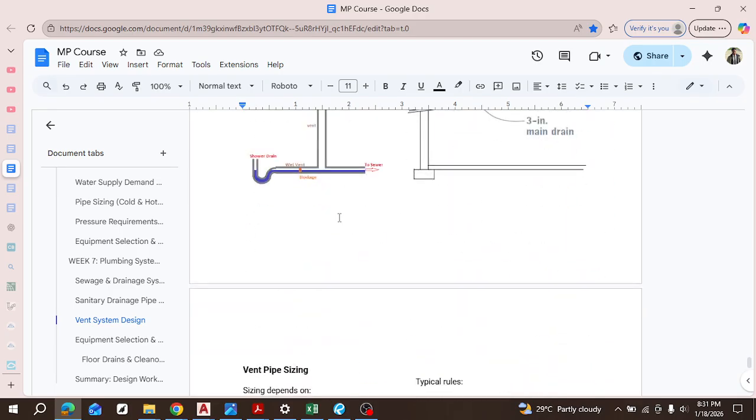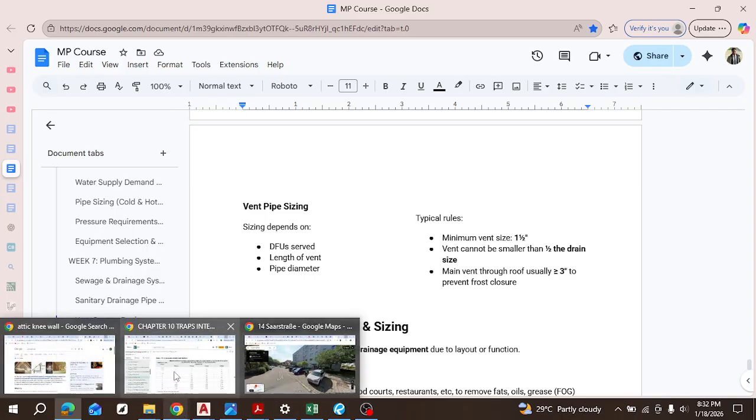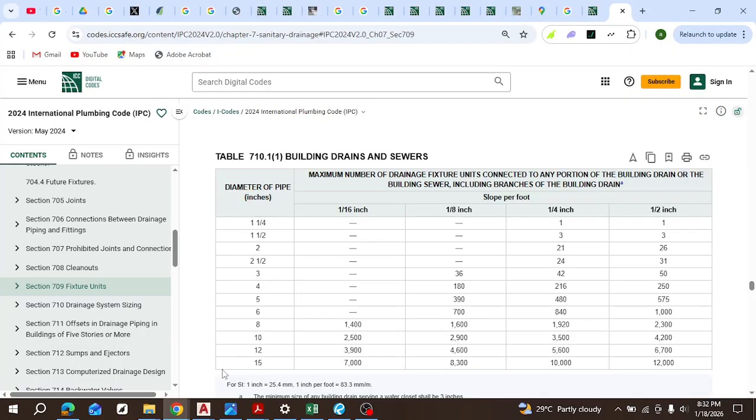So moving on, let's talk about how vent pipe sizing works. If you understand how the main drainage pipe works, vent piping is just a little change. It's still based on DFUs, based on length of the vent, and based on the pipe diameter, right? What changes is that it is usually a minimum of 1.5, and it cannot be smaller than half the drain size. So when you have your size of drainage, let's look at that table again. You have the size of your drainage. Yeah, so these are your different pipe sizes.